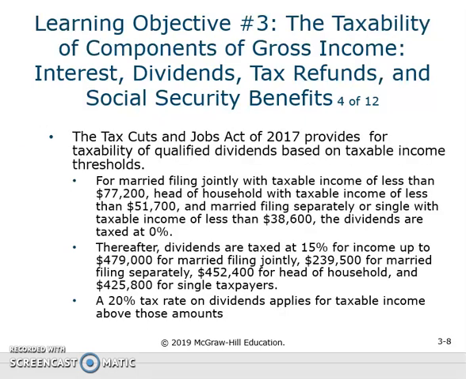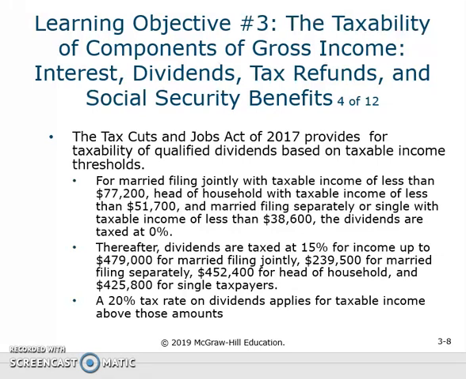The Tax Cuts and Jobs Act of 2017 provided for taxability of qualified dividends at different tax rates, depending on the taxpayer's taxable income thresholds. Prior to this, it was based on their marginal tax rates, but this was changed in 2017. For married filing jointly households with taxable income of less than $77,200, head of households with taxable income of less than $51,700, and married filing separately or single with taxable income of less than $38,600, qualified dividends would be taxed at 0%.